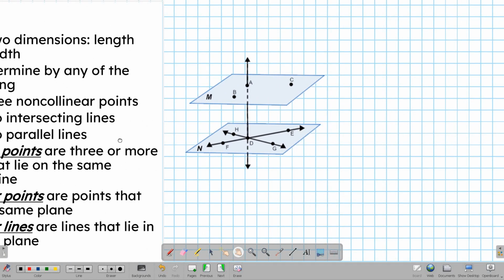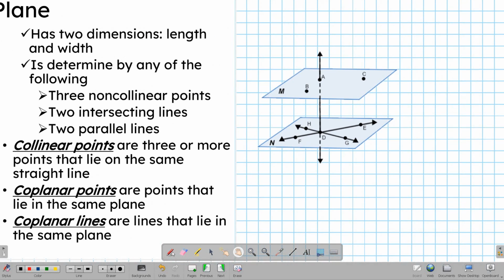Yes. Take a look at this figure here. We can say that points A, B, and C are coplanar points. A, B, C are coplanar because they lie on plane M. However, we say that A, D, and E are non-coplanar because although D and E lie on plane N, A does not. So this makes A, D, and E non-coplanar points.